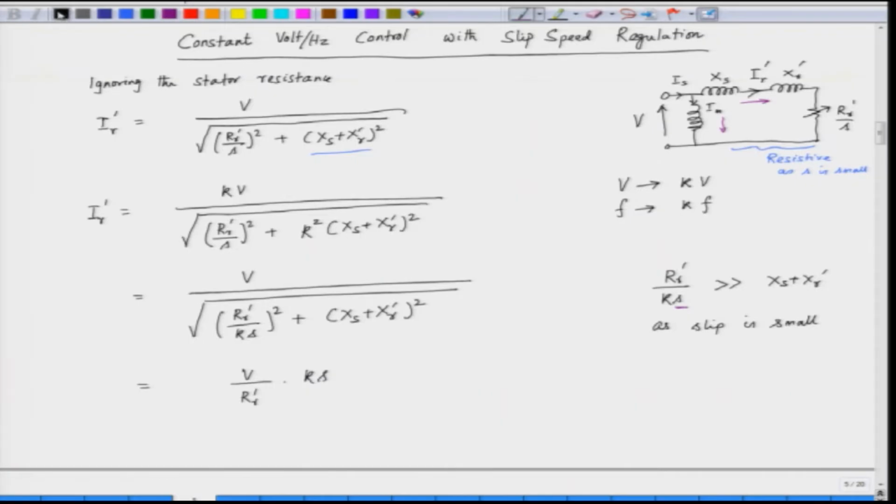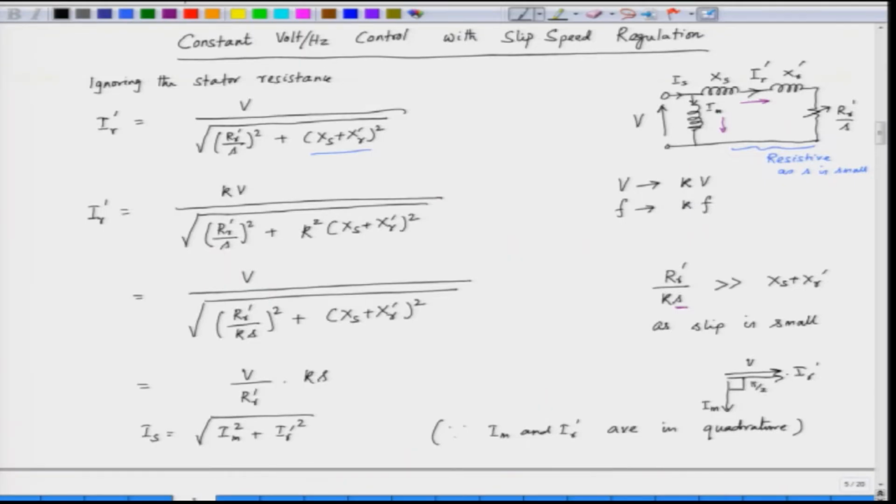So, we can write that the stator current is equal to the square root of I m square plus I r prime square, because I m and I r are in quadrature. I r is the in-phase current, in phase with the voltage V, and the magnetizing current I m lags V by 90 degrees. So, this angle is pi by 2.